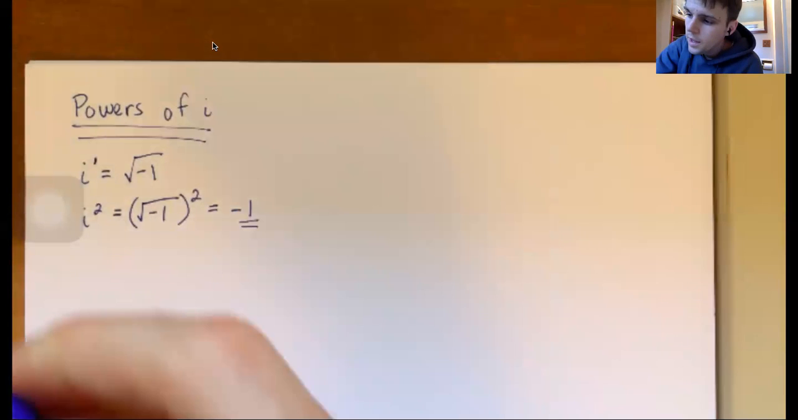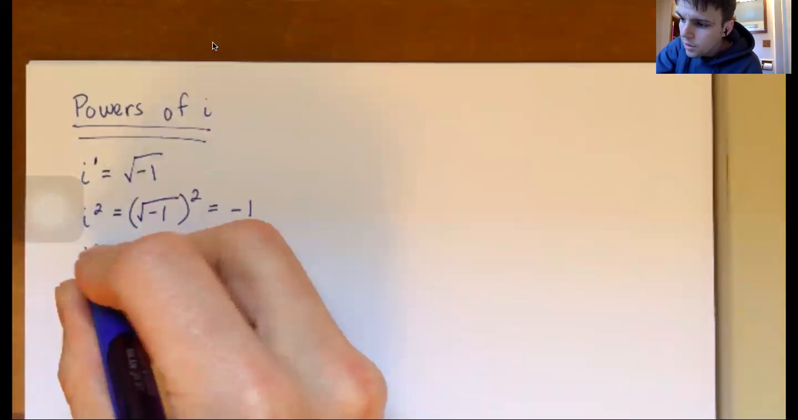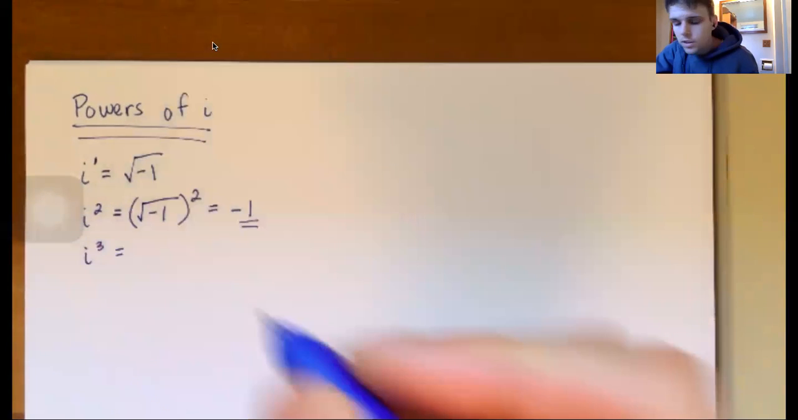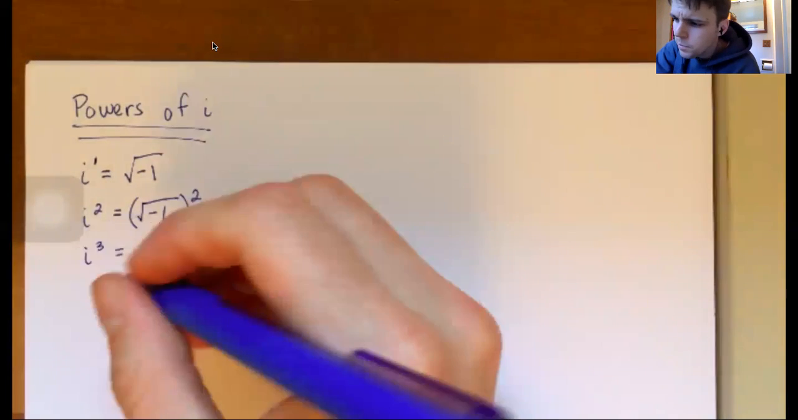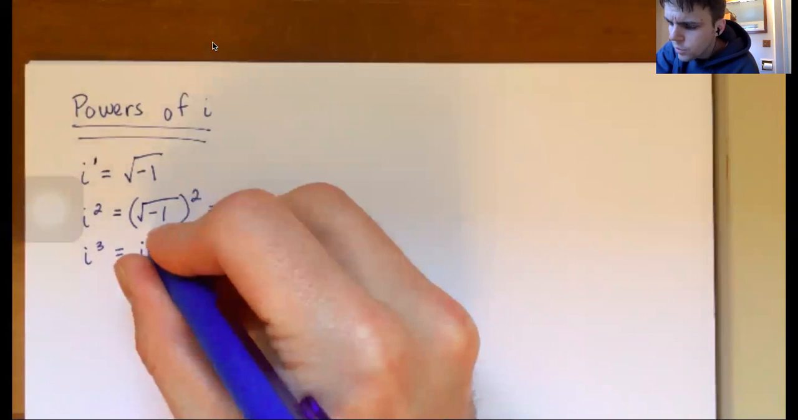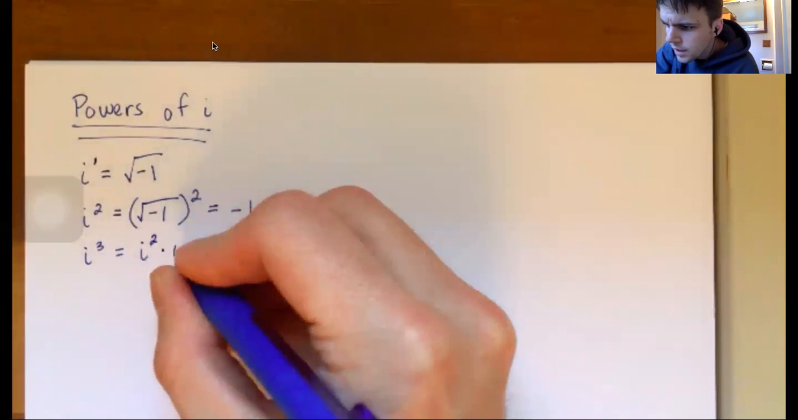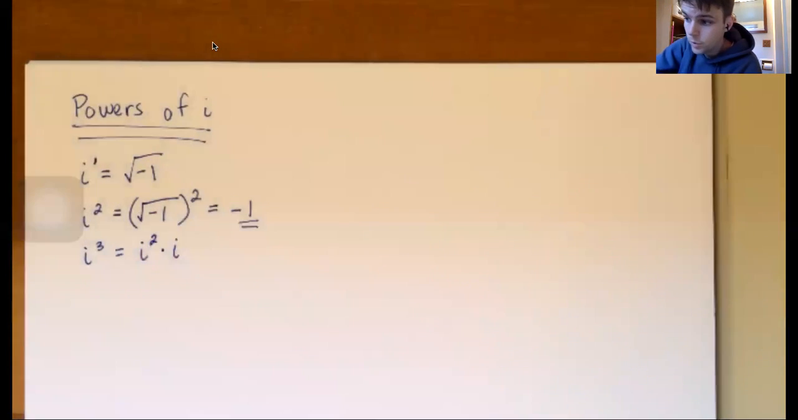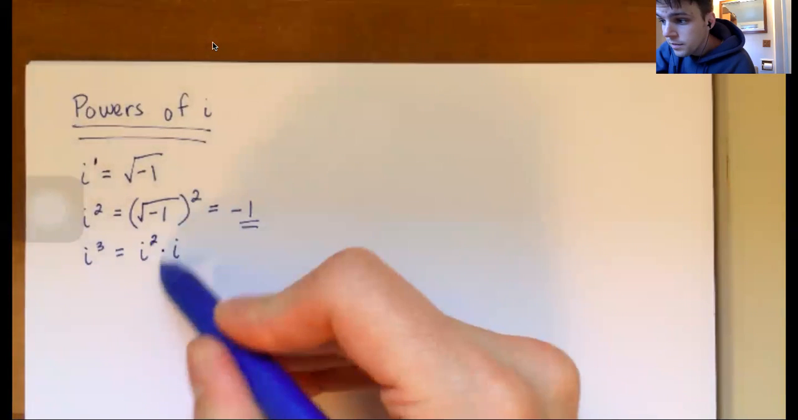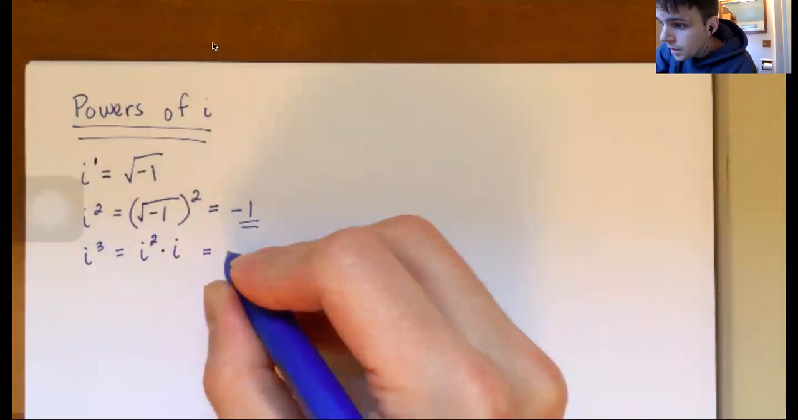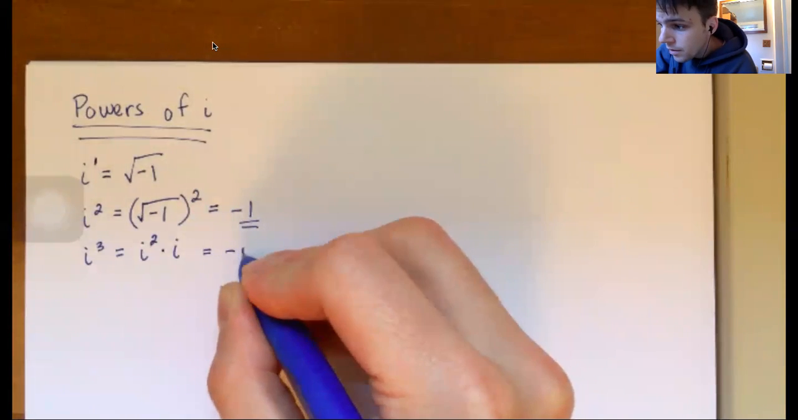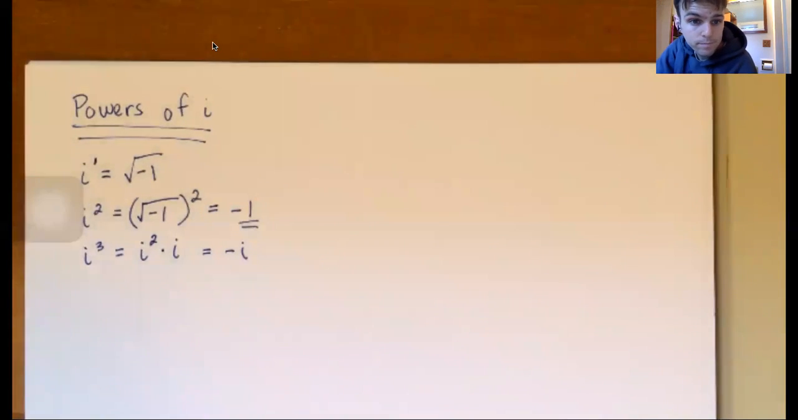Cool. Keep going. i to the third. We're going to have to start using some things we know about exponents already. Well, i to the third power, we can sort of break that up into i squared times i. Well, i squared, we already figured out, that's -1. So this becomes -1i, or just negative i.